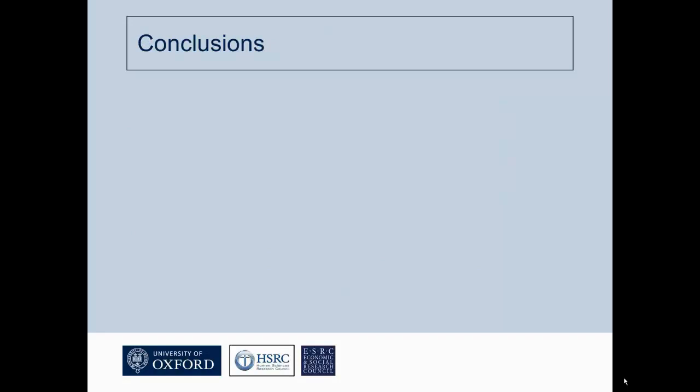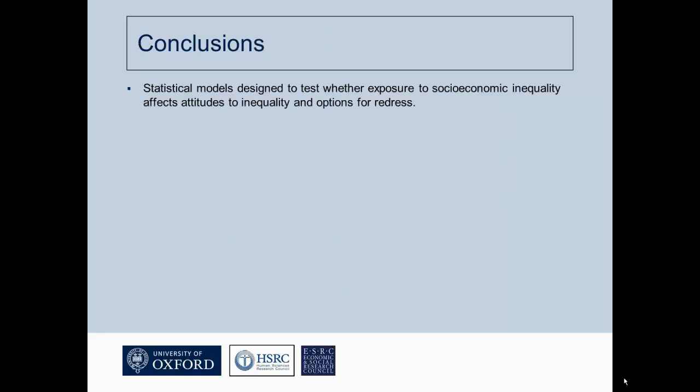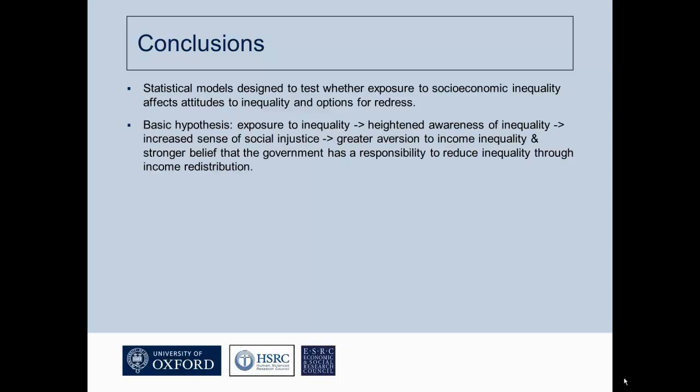To conclude, our statistical models were designed to test whether exposure to socio-economic inequality affects attitudes to inequality and options for redress in South Africa. The basic hypothesis articulated throughout this project is that increased exposure to inequality leads to a heightened awareness of inequality, which leads to an increased sense of social injustice and therefore greater aversion to income inequality and a stronger belief that the government has a responsibility to reduce inequality through income redistribution.